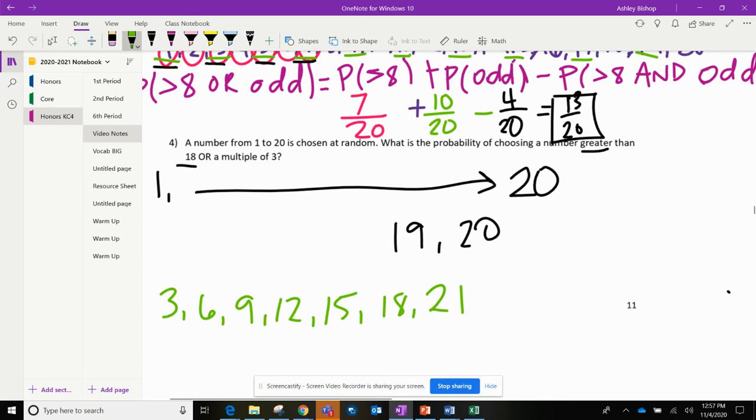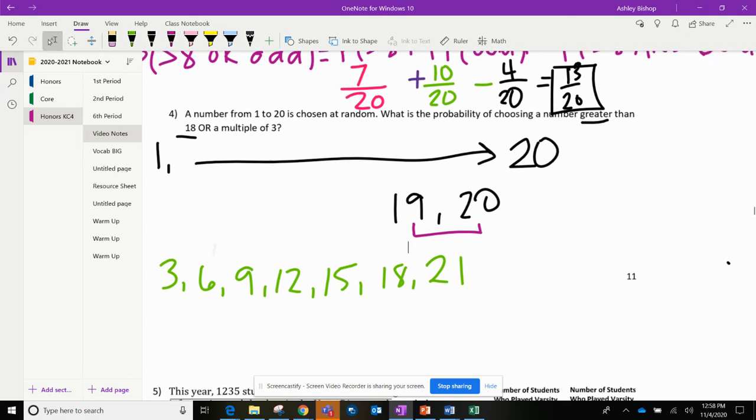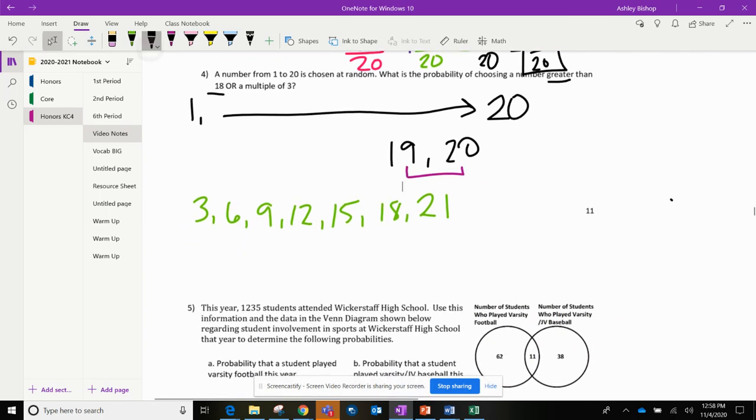And you need to ask yourself, the probability of choosing a number greater than 18 or a multiple of 3, can they happen at the same time? Well, these are my only options for greater than 18, not including 18, or a multiple of 3. I see 19 and 20 are both not multiples of 3, so these cannot happen at the same time.